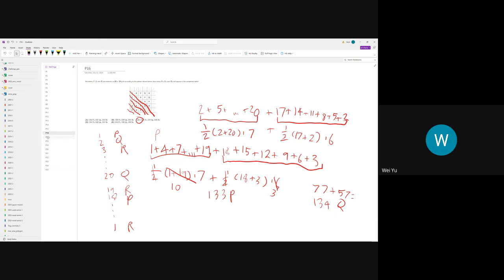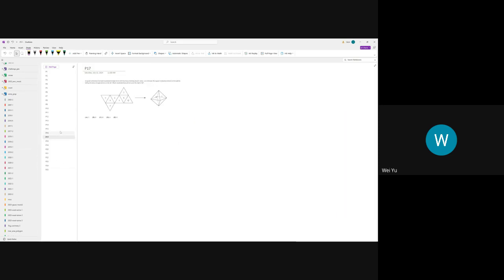Okay, problem 17. This one is a 3D one, so we just have to fold this into this regular octahedron and see what face is to the right of the Q. One way to do this is we can just try to fold it, which is kind of hard. So firstly, we can fold the 6 and 7 back and fold 5 down.